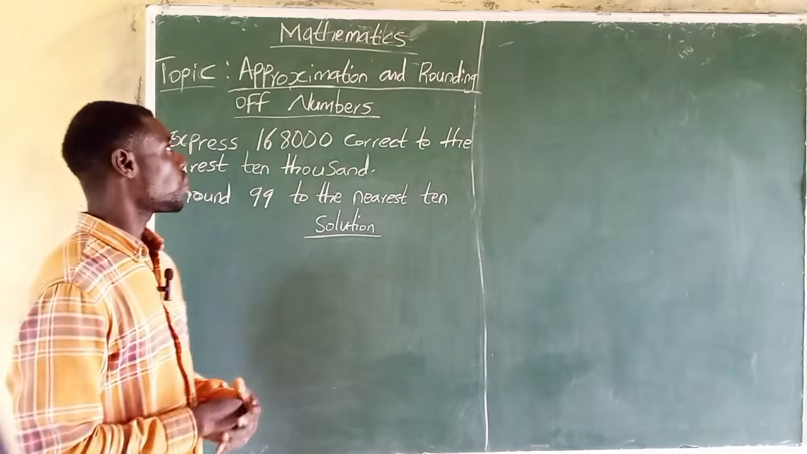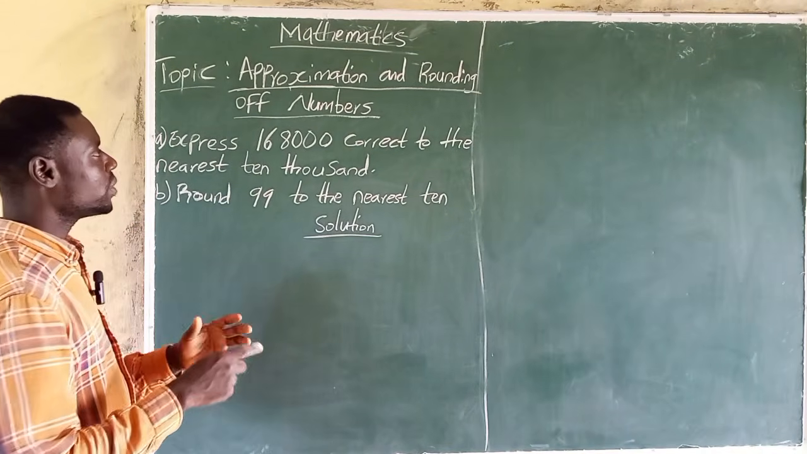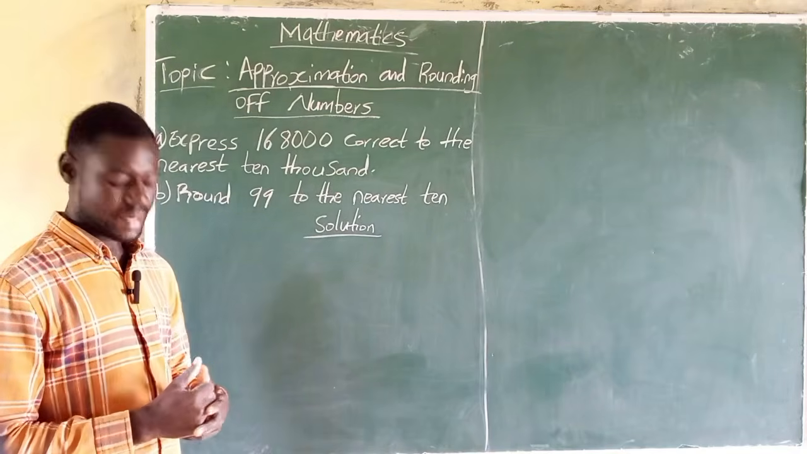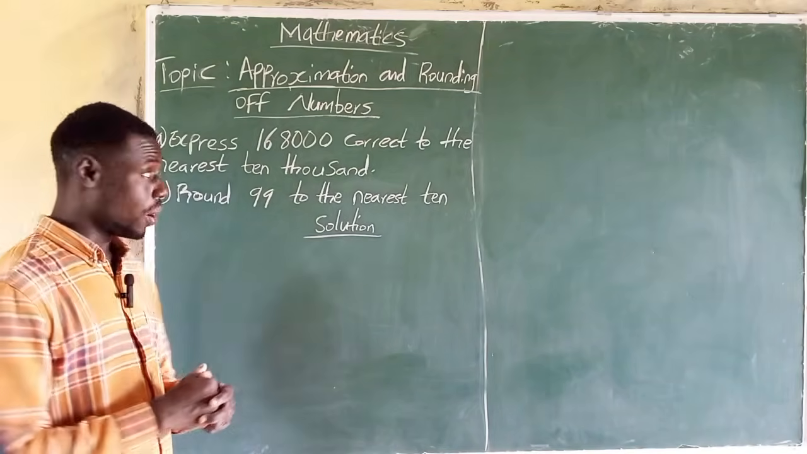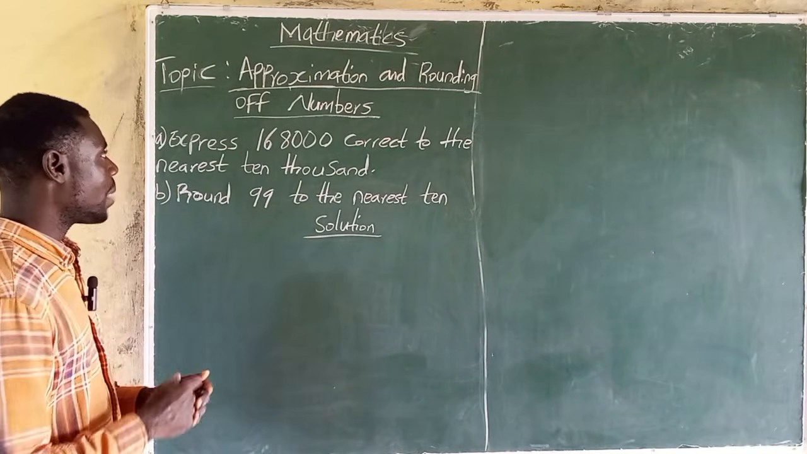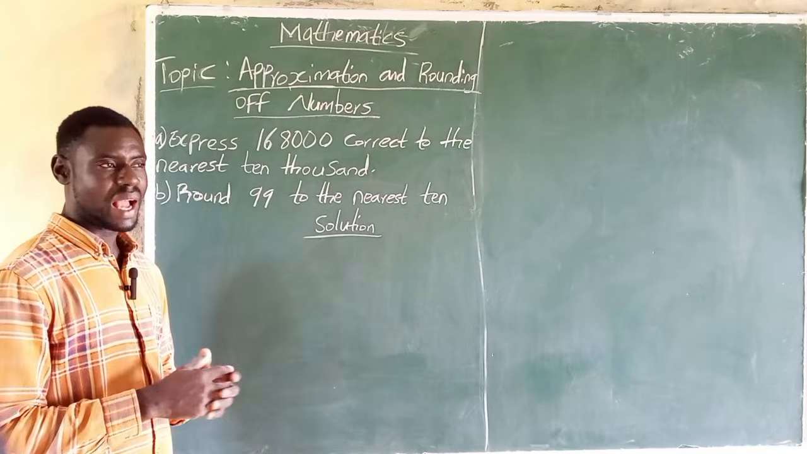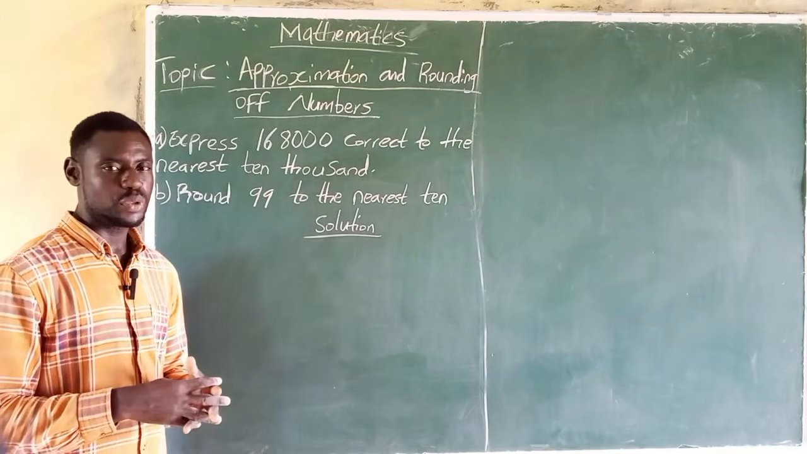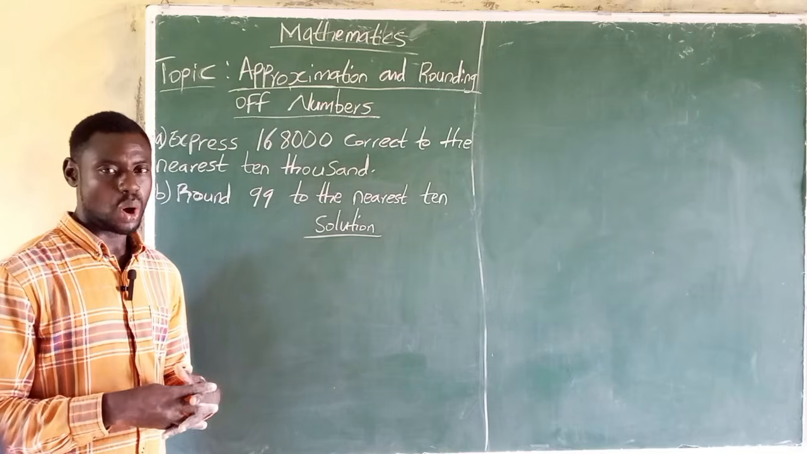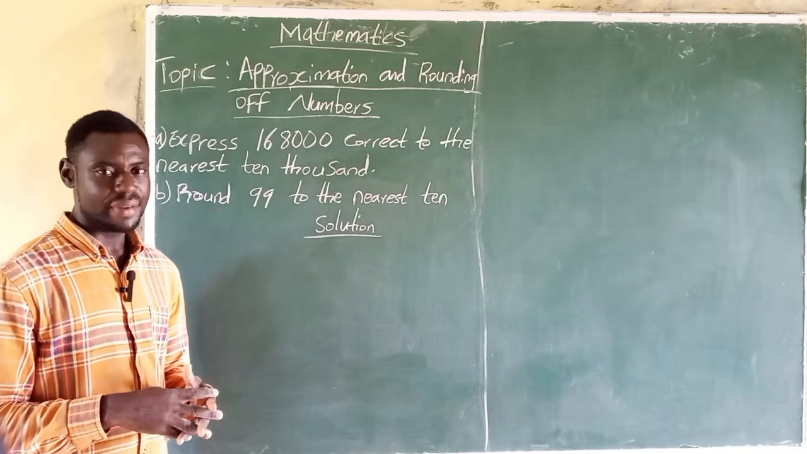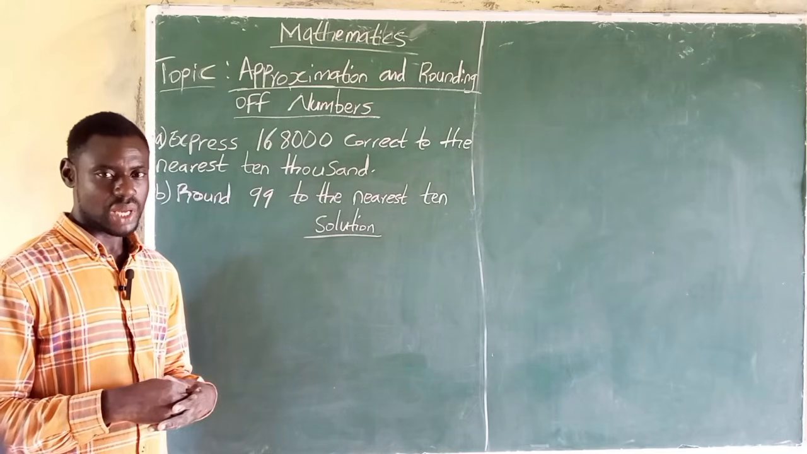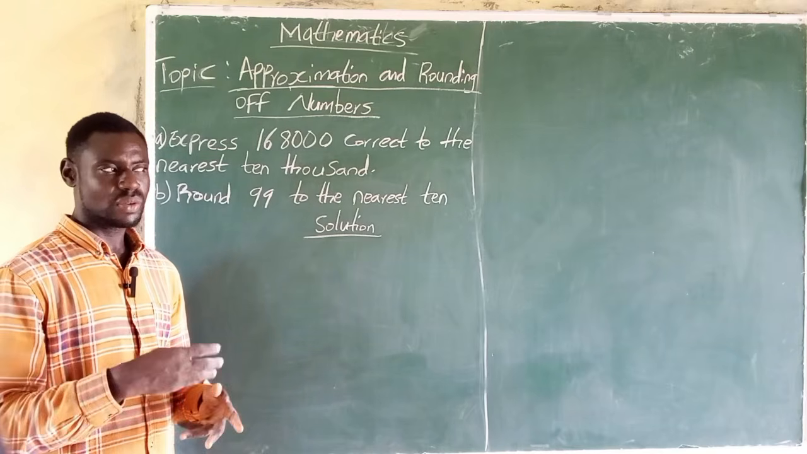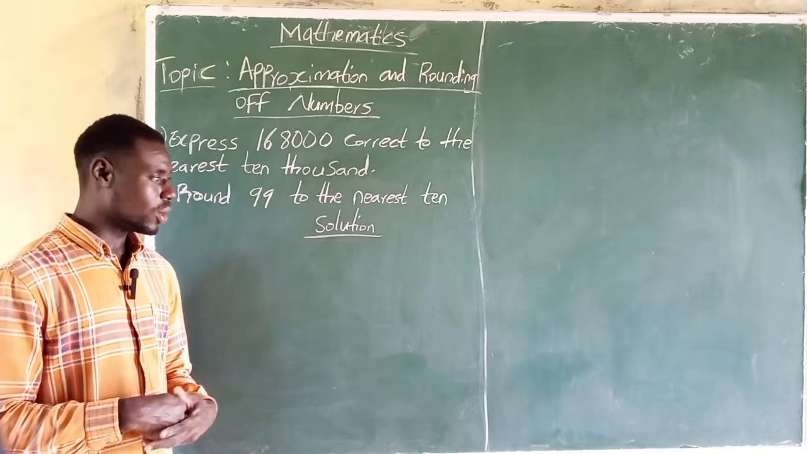All right, we are on a topic, approximation and rounding off numbers. Approximation and rounding off what? Numbers. When we talk about rounding, we have rounding up and rounding down. When a value is up to 5, we round it up. Once it's not up to 5, we round it down to 0. When we're rounding up, we are rounding up to 1 if the number is 5 and above.